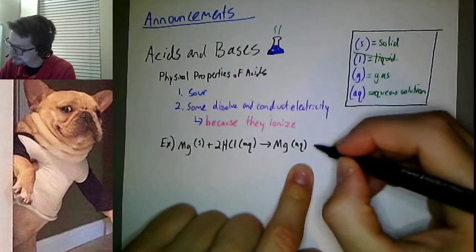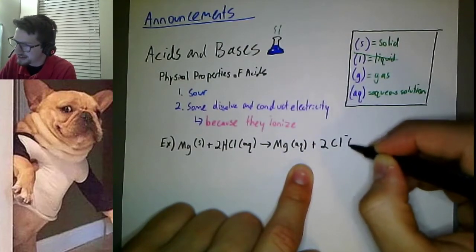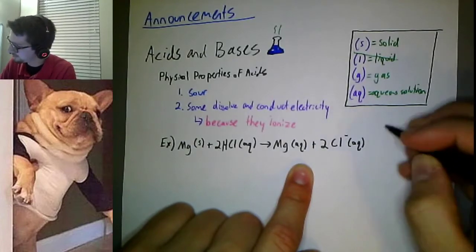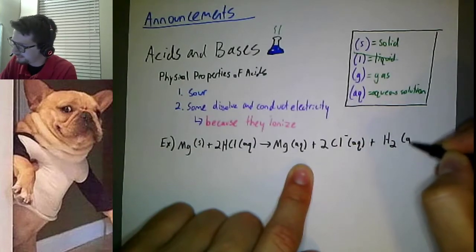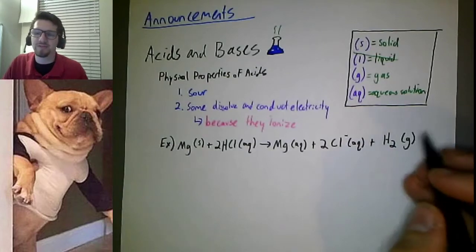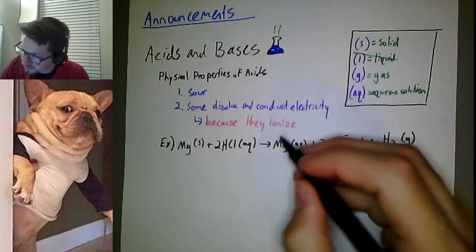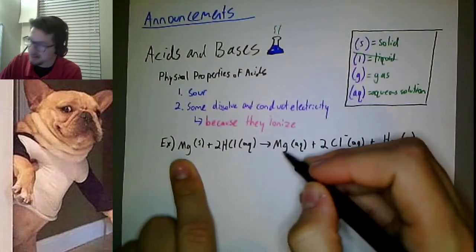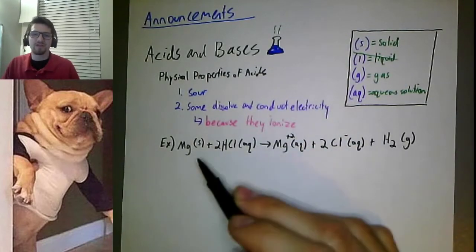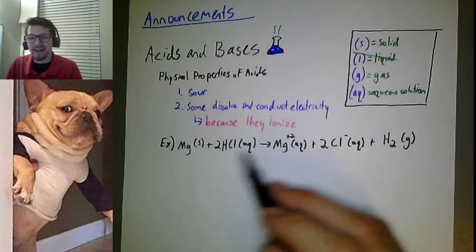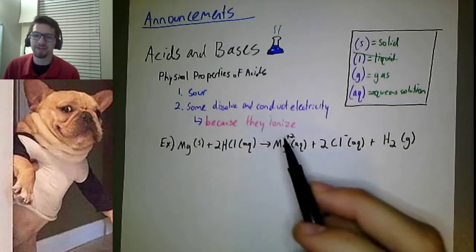Aqueous magnesium plus two aqueous chlorines and two little gas protons. You end up with two hydrogens. Now, when this magnesium turns from a solid into an aqueous solution, it actually gets its charge back. So the magnesium gets liquefied in the acid, and it becomes an aqueous solution, and the charge comes back.